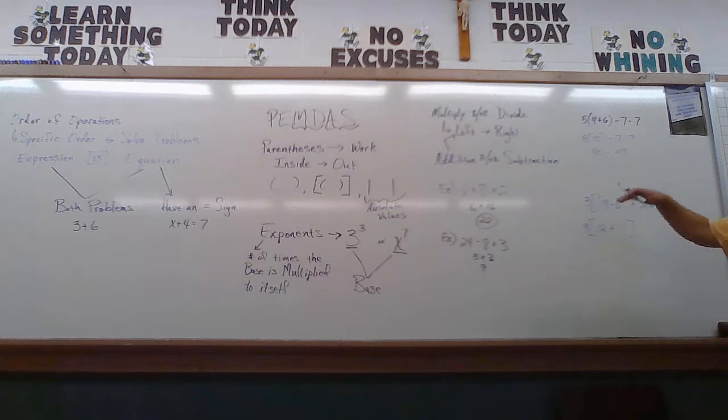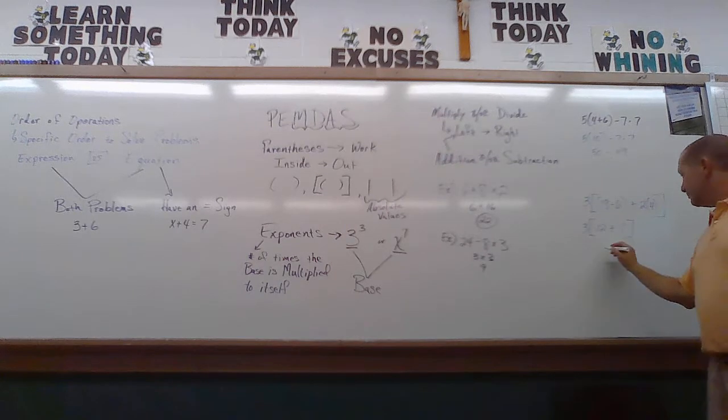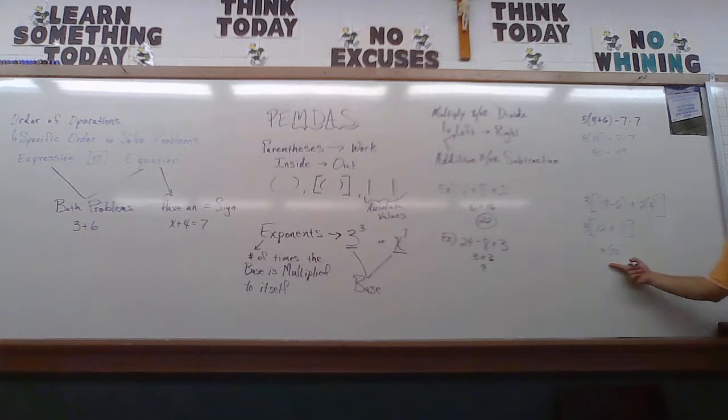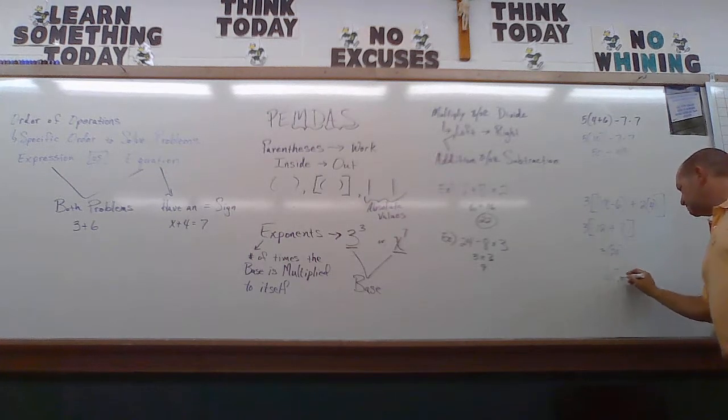But remember, the brackets are still parentheses, so I got to go back inside there. What's 12 plus 8? 20. So I'm going to say 3 times 20. And I switched it to parentheses because I still know they're parentheses. I just don't want to write the brackets anymore. And then what's 3 times 20? 60.